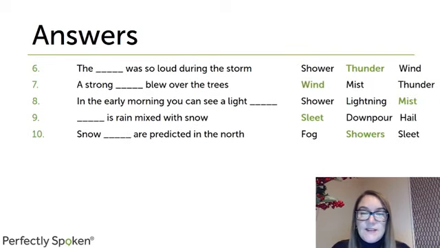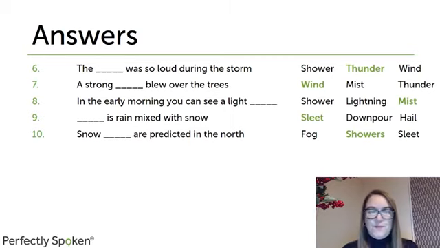Number 6, the thunder was so loud during the storm. Number 7, a strong wind blew over the trees. Number 8, in the early morning, you can see a light mist. Number 9, sleet is rain mixed with snow. And number 10, snow showers are predicted in the north. Really well done if you managed to get those correct.